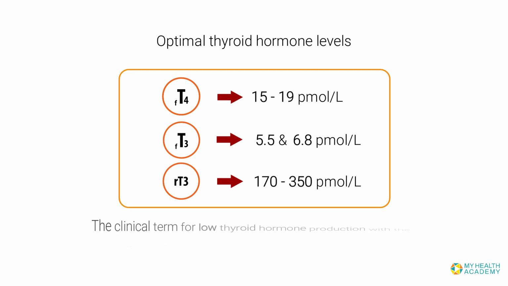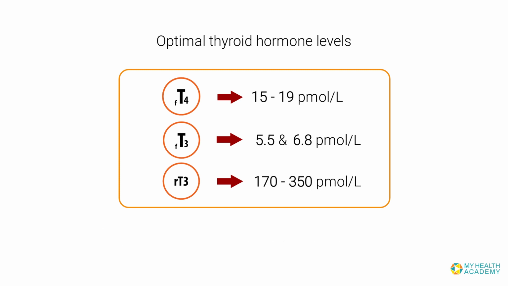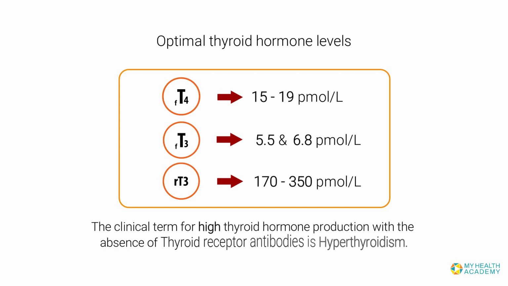The clinical term for low thyroid hormone production with the absence of elevated antibodies is hypothyroidism. When the levels are not outside of normal range but are on the low side, then it is considered subclinical hypothyroidism. The clinical term for high thyroid hormone production with the absence of thyroid receptor antibodies is hyperthyroidism.